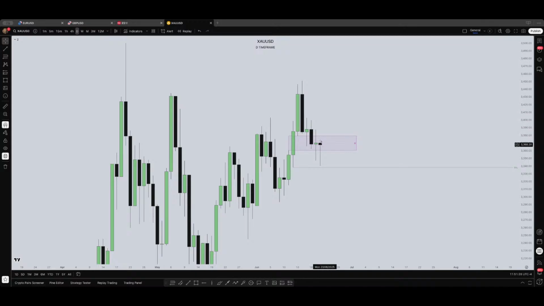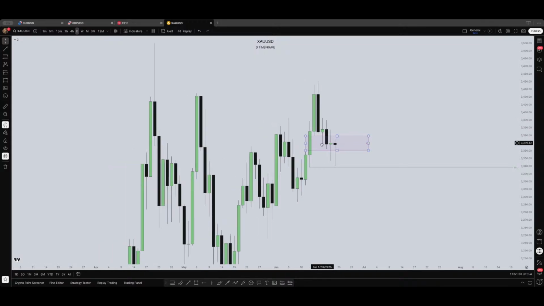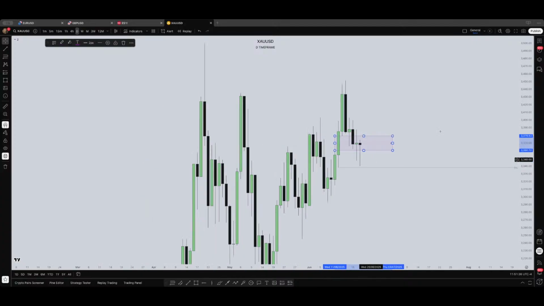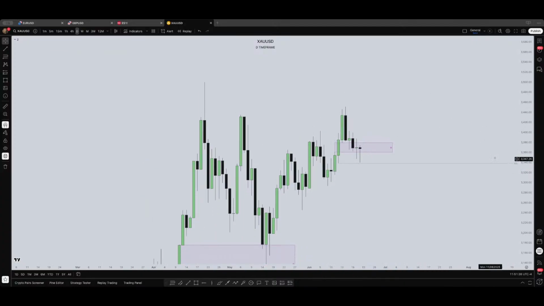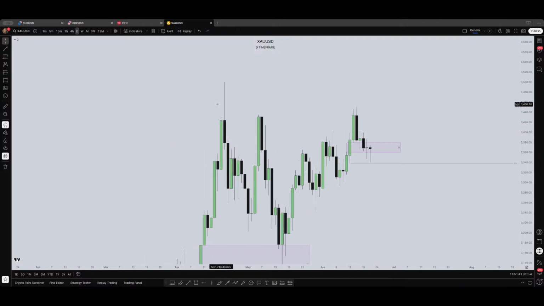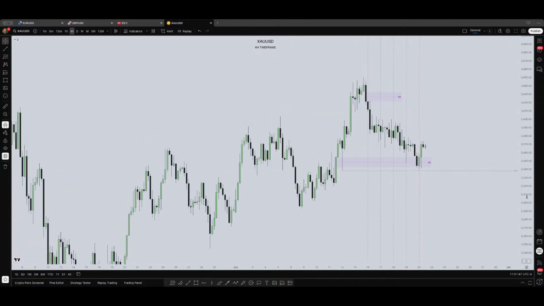So bodies are still inside. This daily fair value gap is acting as a support in this case. So yeah, still maybe we can see higher prices. Let's see what happened this week. So far that is what happened.